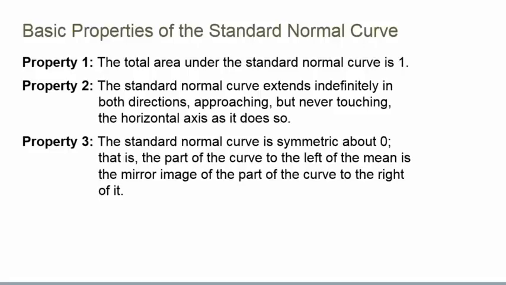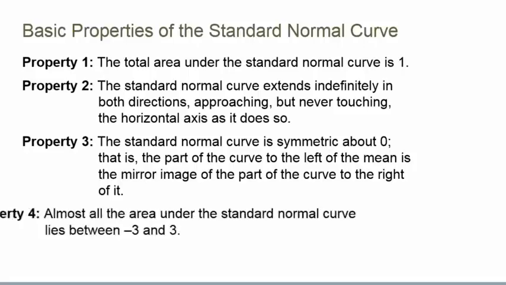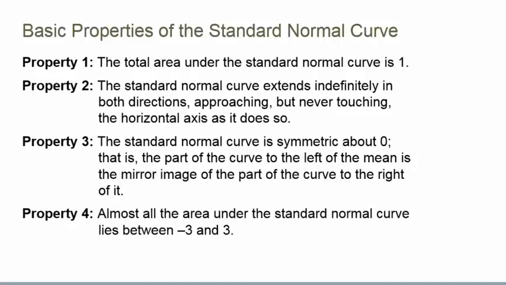That is, the part of the curve to the left of the mean is the mirror image of the part of the curve to the right of it. Property 4. Almost all the area under the standard normal curve lies between -3 and 3.